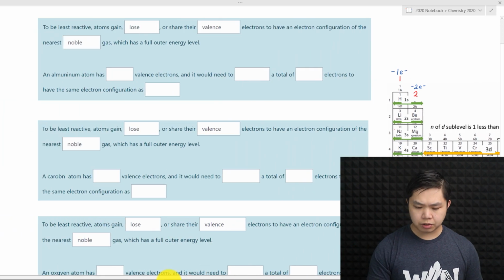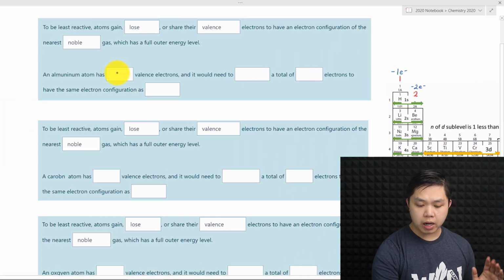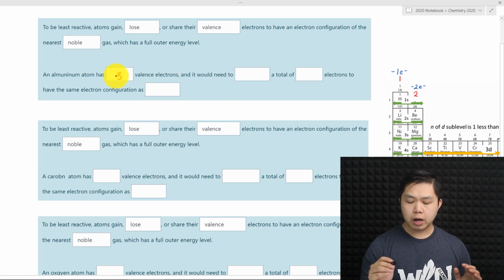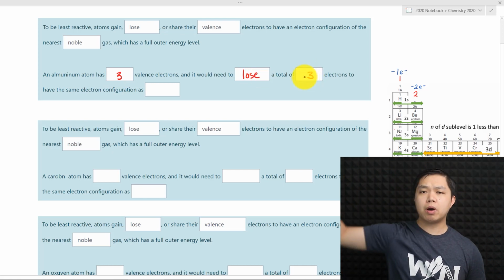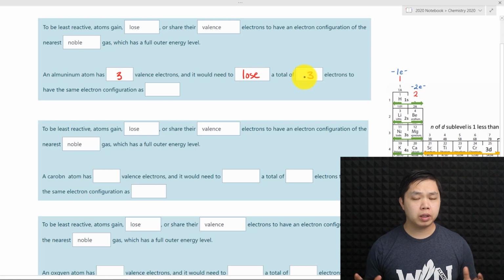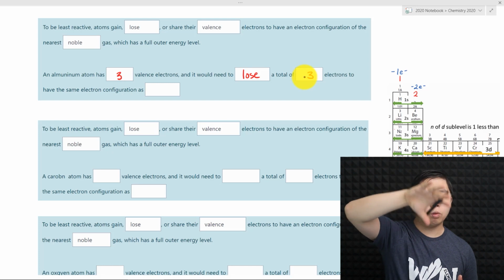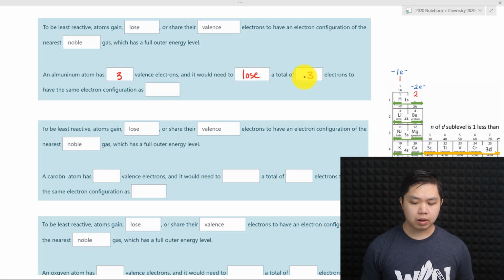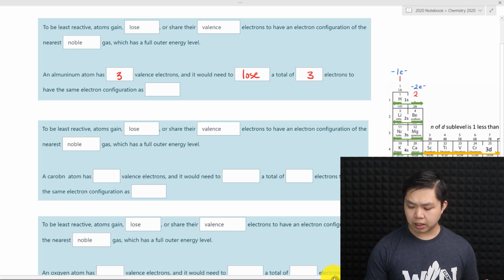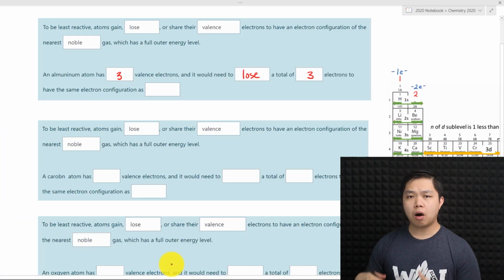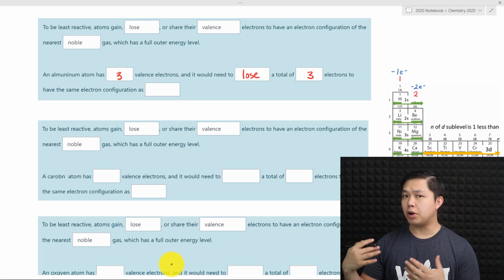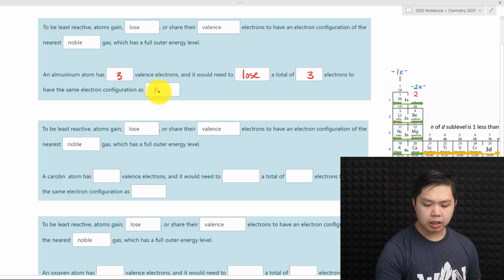So let's go back and answer the question. Aluminum is in group 3A. It has 3 valence electrons. It would need to lose a total of 3 electrons. So the 3 electrons in the outermost ring will be completely lost to another atom. Along with it, the outer ring that holds the 3 electrons will also be gone. So once it has lost its 3 valence electrons, it has the look of neon. Our atom wants to have the electron configuration of a noble gas to be stable, in this case, neon.